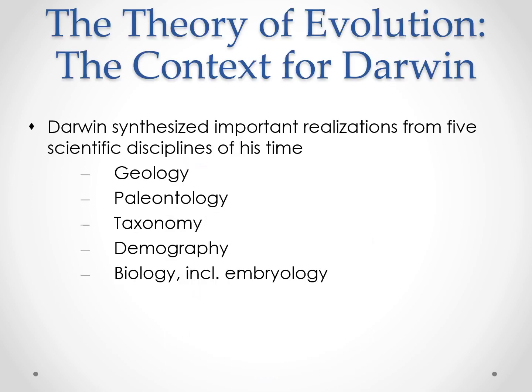So Darwin synthesized important realizations from 5 separate scientific disciplines of his time. We'll talk a little bit about each of these and what he gleaned from them. We have geology, paleontology, taxonomy, which is how do we categorize creatures, demography, as well as biology, and more particularly, embryology.